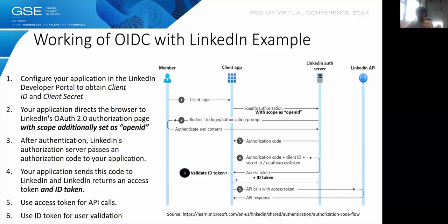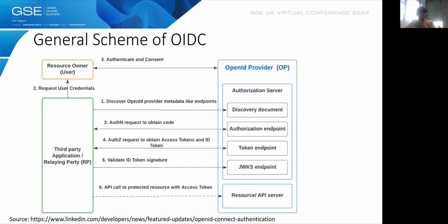The access token is meant for your APIs to do some delegated things on your behalf with a certain scope. And the ID token helps you authenticate yourself. ID token is meant for authentication. Access token is meant for authorization. And this is how OIDC solves the problem. Generally, in the case of OIDC, the client app and the LinkedIn auth server are called the relying party, RP, and the OIDC provider, or OP. This is a very general scheme of OIDC. You can see different components of the OpenID provider.